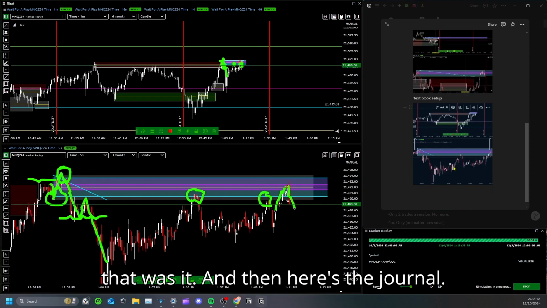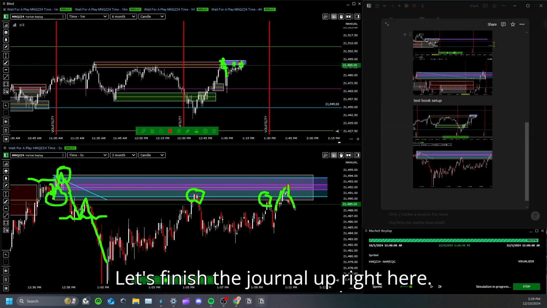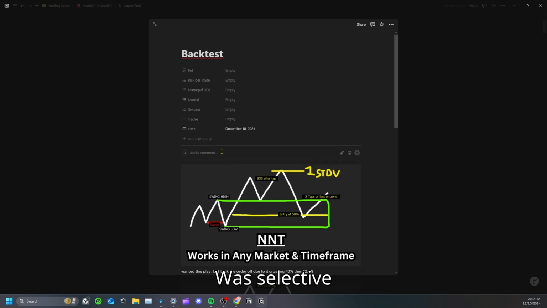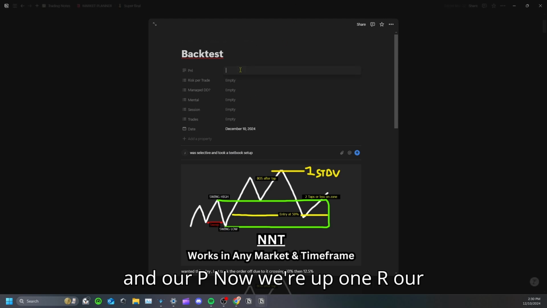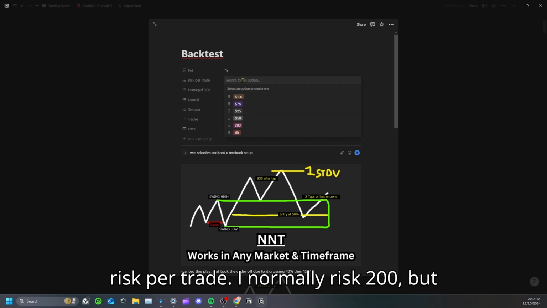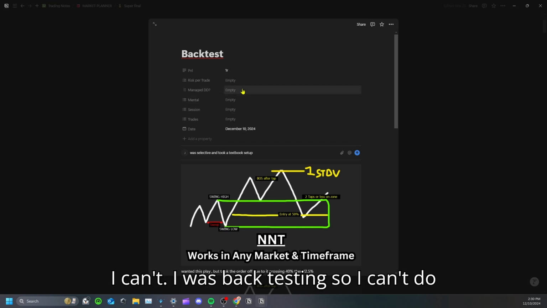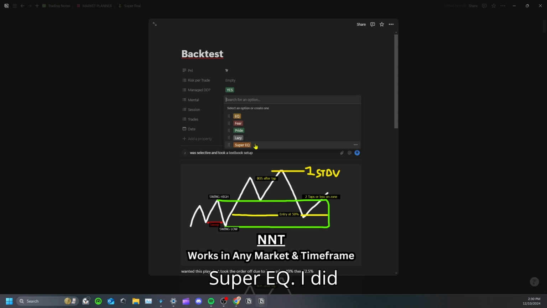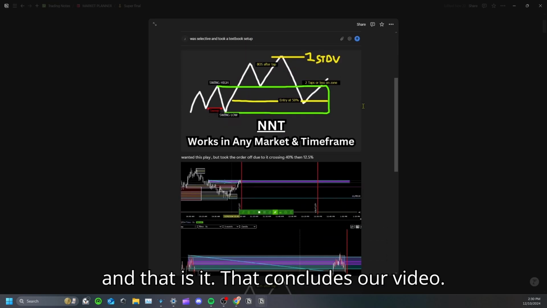And that was it. And then here's the journal. Let's finish the journal up right here. Was selective and took a textbook setup. And our P&L now, we're up 1R. Our risk per trade, I normally risk 200, but I was backtesting, so I can't do it. Manage drawdown, yes, by limiting our trades. Super EQ. I did both sessions. I only took one trade, and that is it. And that concludes our video.